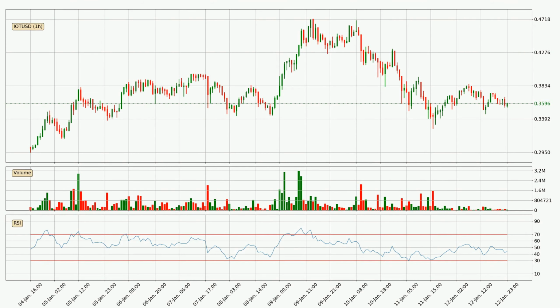Looking at the hourly relative strength index, the current hourly RSI is at 44, so there are currently no signs of the crypto being overbought or oversold.